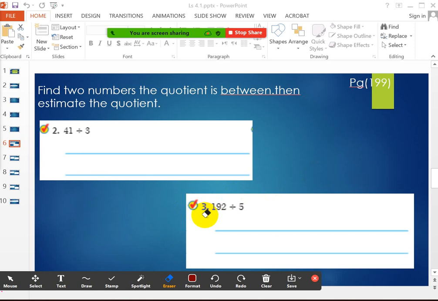Girls, here I want to estimate the quotient. I want to find two numbers the quotient is between, then estimate the quotient. That means I will use the counting numbers, then the number is about 11. Okay, Lana, the number is about 11. Now first thing I want to find two numbers the quotient will be between, then I will estimate the quotient.